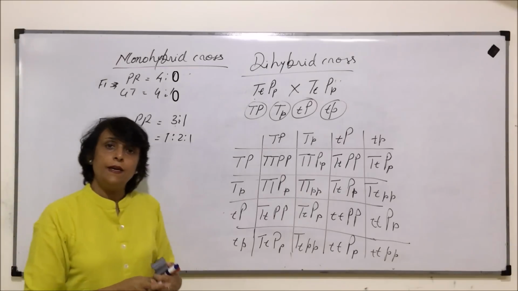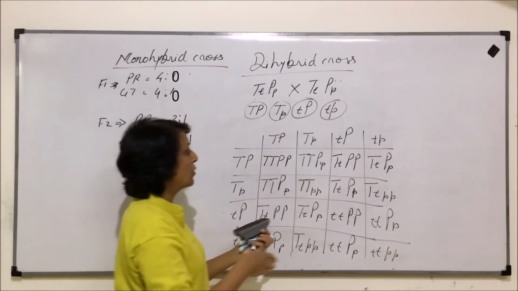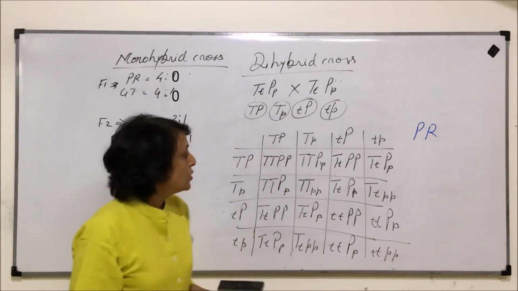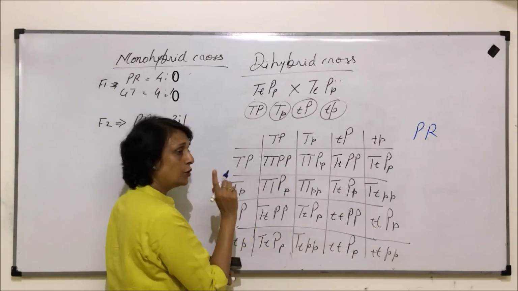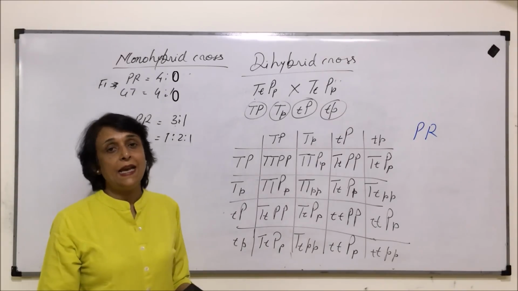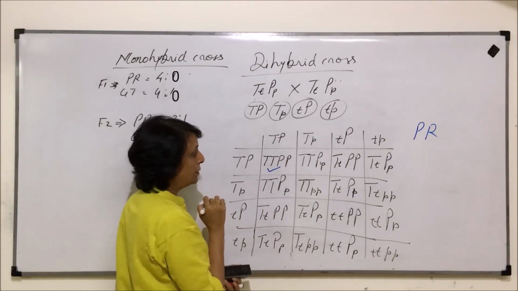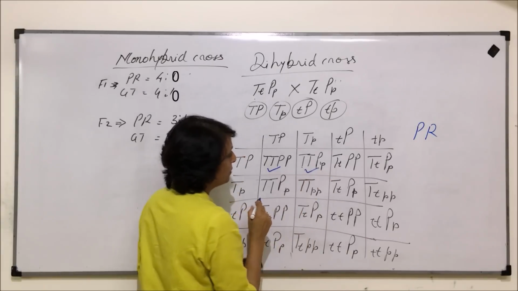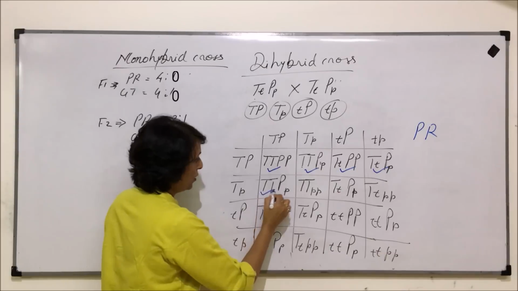So now let us find out the phenotype first, the phenotype ratio. We are talking of how they look, phenotype ratio. So let us see how many are tall and purple. For tall and purple, there should be at least one dominant T and at least one dominant P. So this will be tall and purple. This also has capital T and P, so tall and purple. This also tall and purple. This one also. Here also.